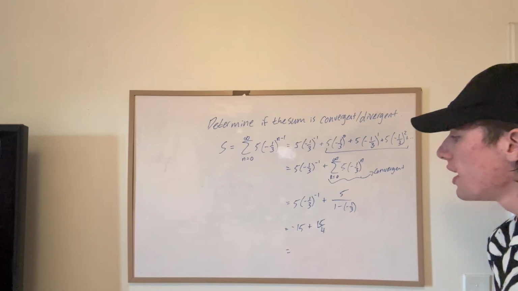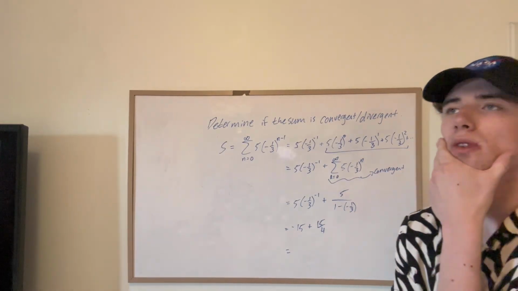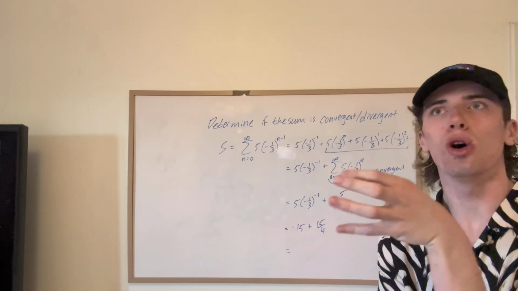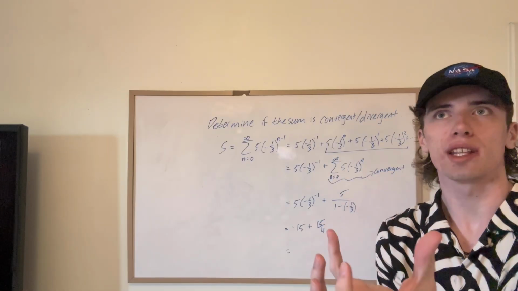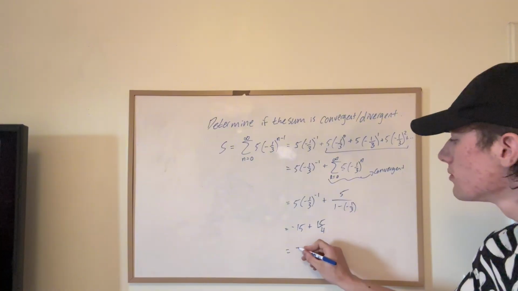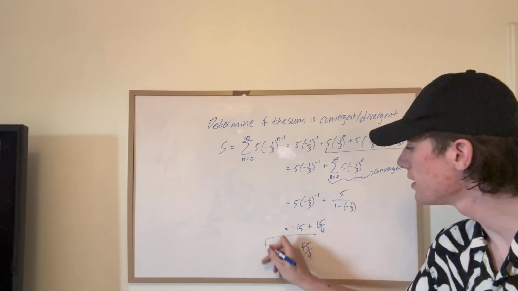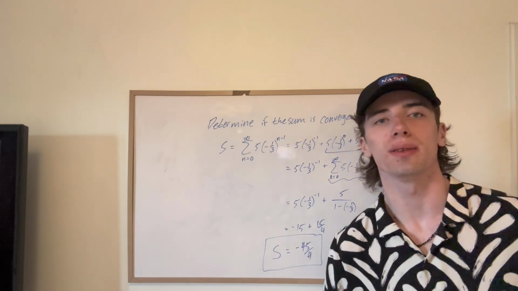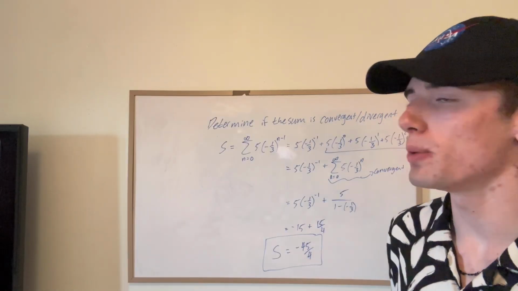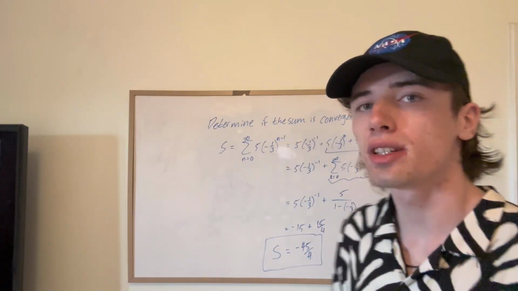Do a little bit of simplifying. Minus 15 plus 15 over 4, what's that going to be? Well, I can change the minus 15 into minus 60 over 4, add 15 over 4 to that, I get minus 45 over 4. So that is what this sum evaluates to. So those were some tricky algebraic questions that we solved, and they could pop up on an exam or in an assignment or whatever. So I hope that helps.